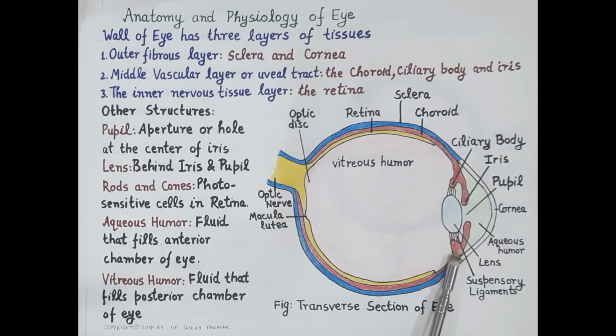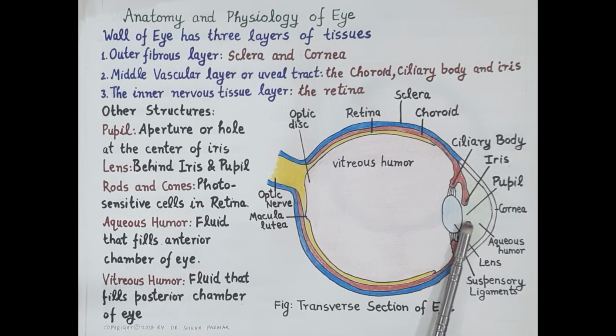Now this iris consists of circular and radiating smooth muscles and as you can see here, in the center of the iris is present a hole or an aperture which is known as the pupil. Now the iris regulates the size of this pupil. Now as we all know, light is essential to see. Now here we should understand that in darkness, this pupil dilates. Now when the pupil dilates, the size of the pupil increases.